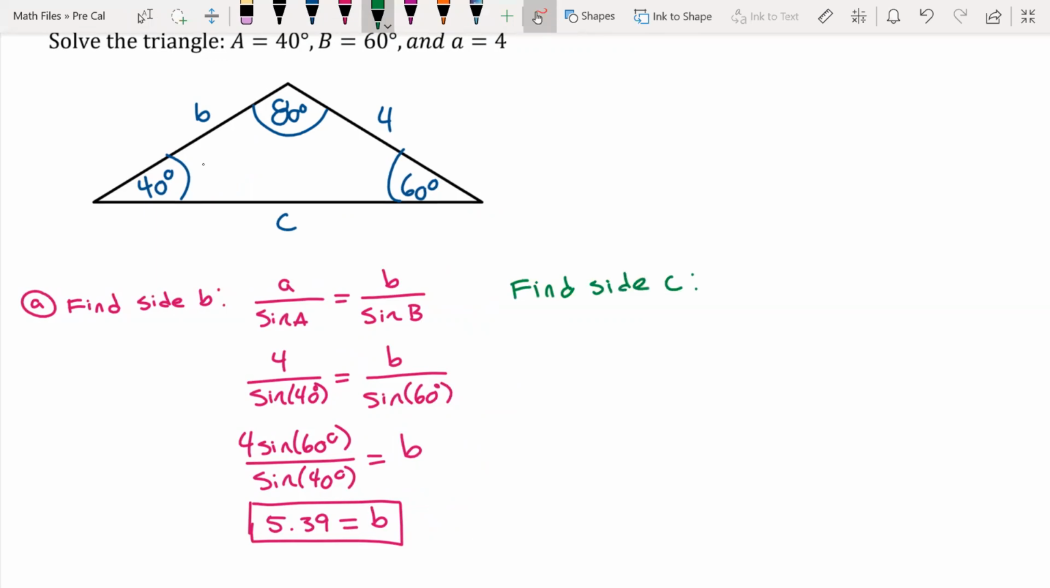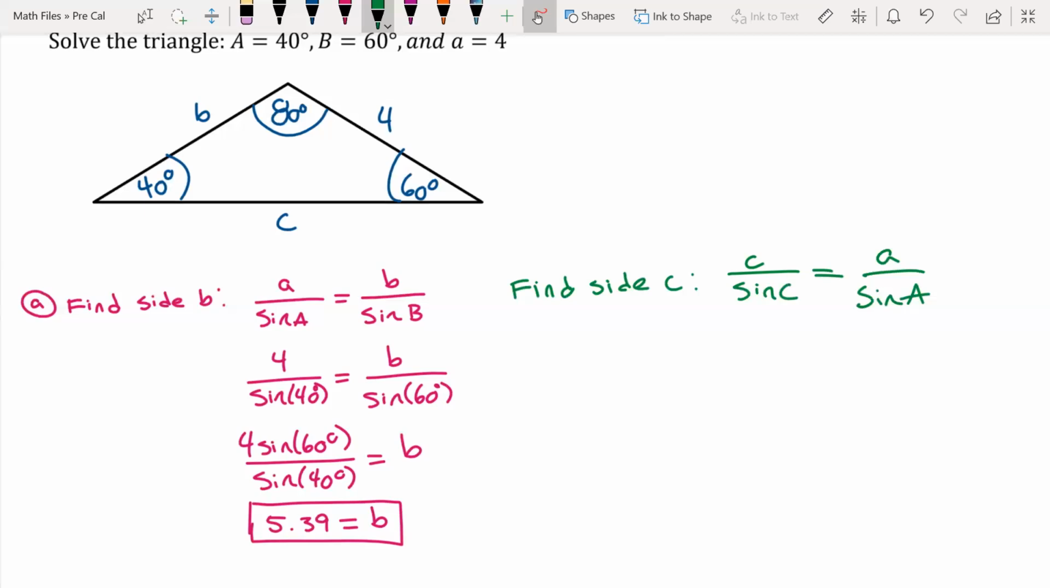And here we can use the formula C over the sine of C equal to... it doesn't matter what you choose now. You can choose A over sine A or B over sine B. I'm going to go with A over sine A only because side A is cleaner. Side A is 4 and side B is 5.39, so I wanted to avoid those decimal numbers. But it doesn't matter. If you choose side B, you'll still get the same answer. But I'm going for cleaner values here.